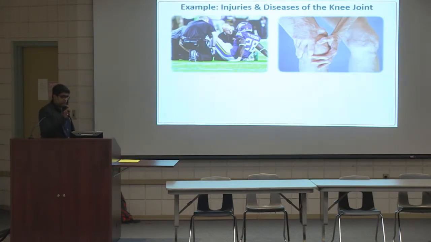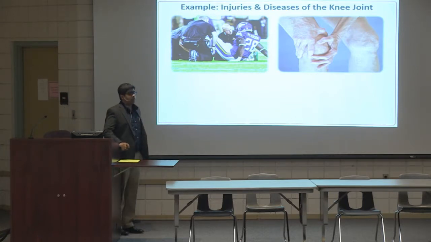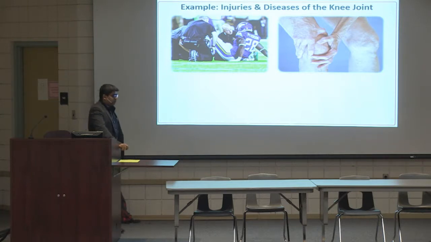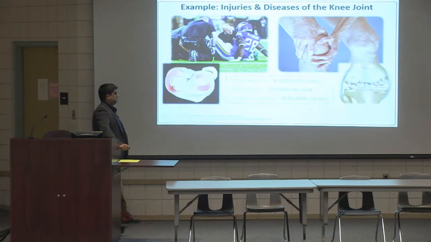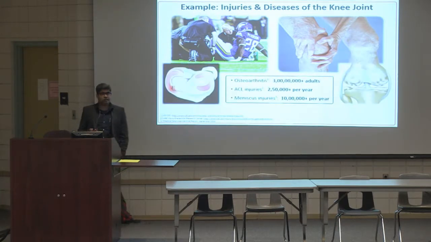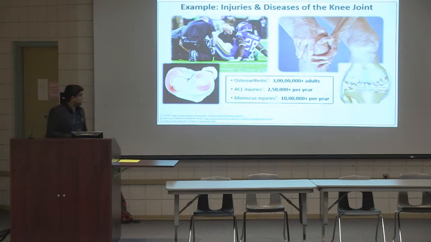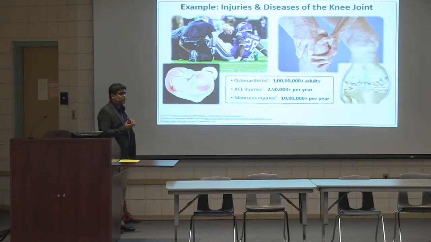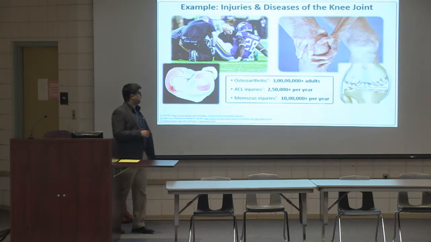Let me give you an example. Let's get specifically into orthopedics and diseases and injuries of the knee joint. Right? One of the most afflicted joints of the human body is the knee joint. There are sports injuries, but there are also diseases. Osteoarthritis affects a significant amount of population, not just in the US, but all over the world. ACL injuries, meniscus injuries are also very, very common.